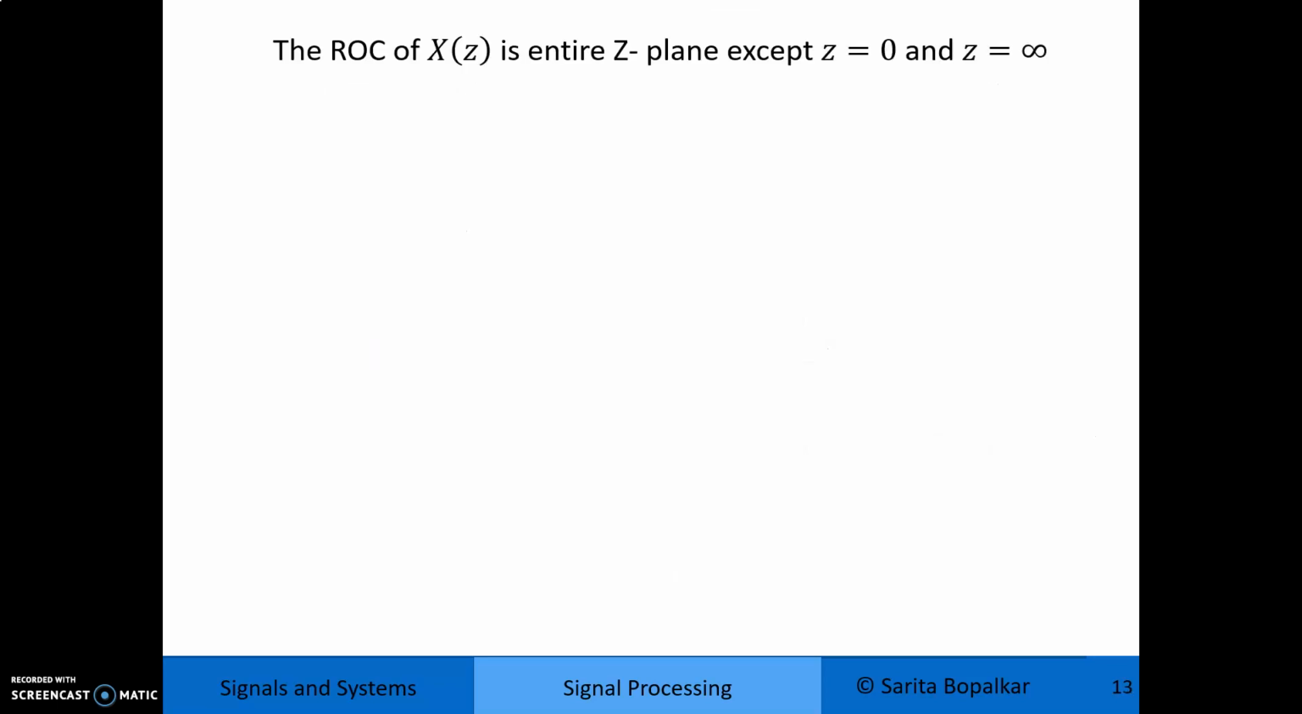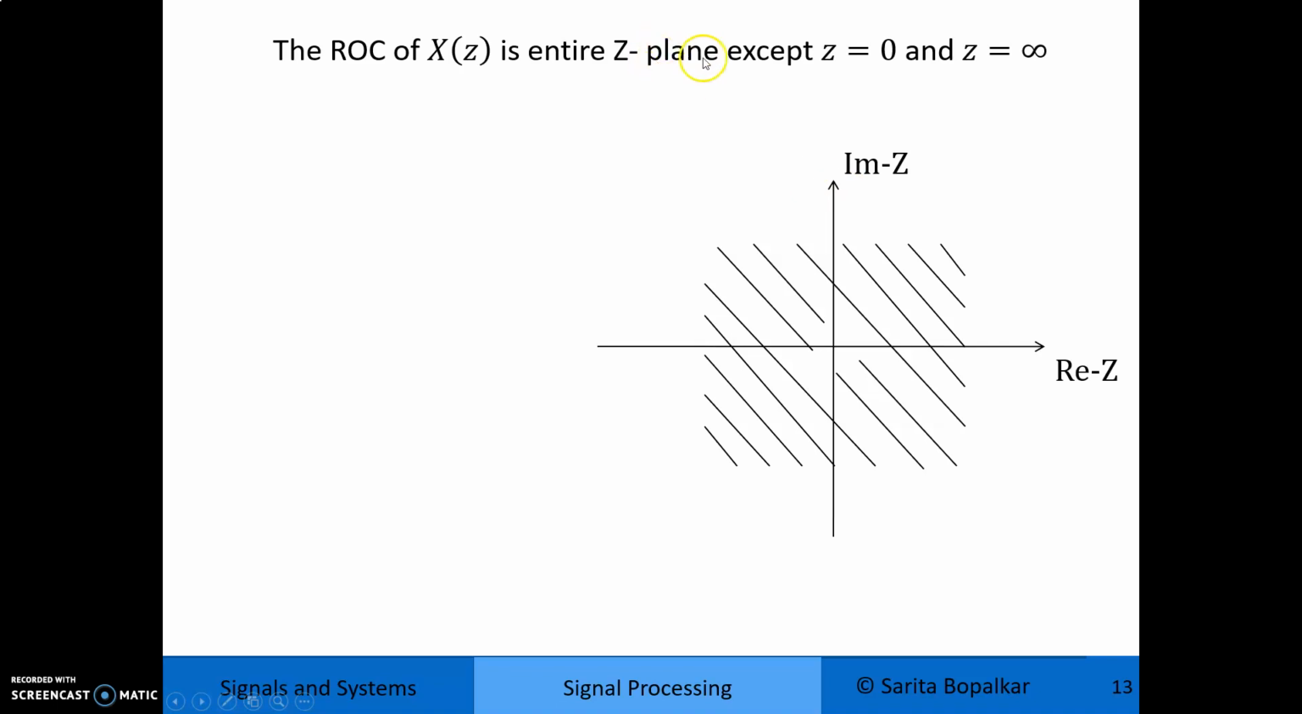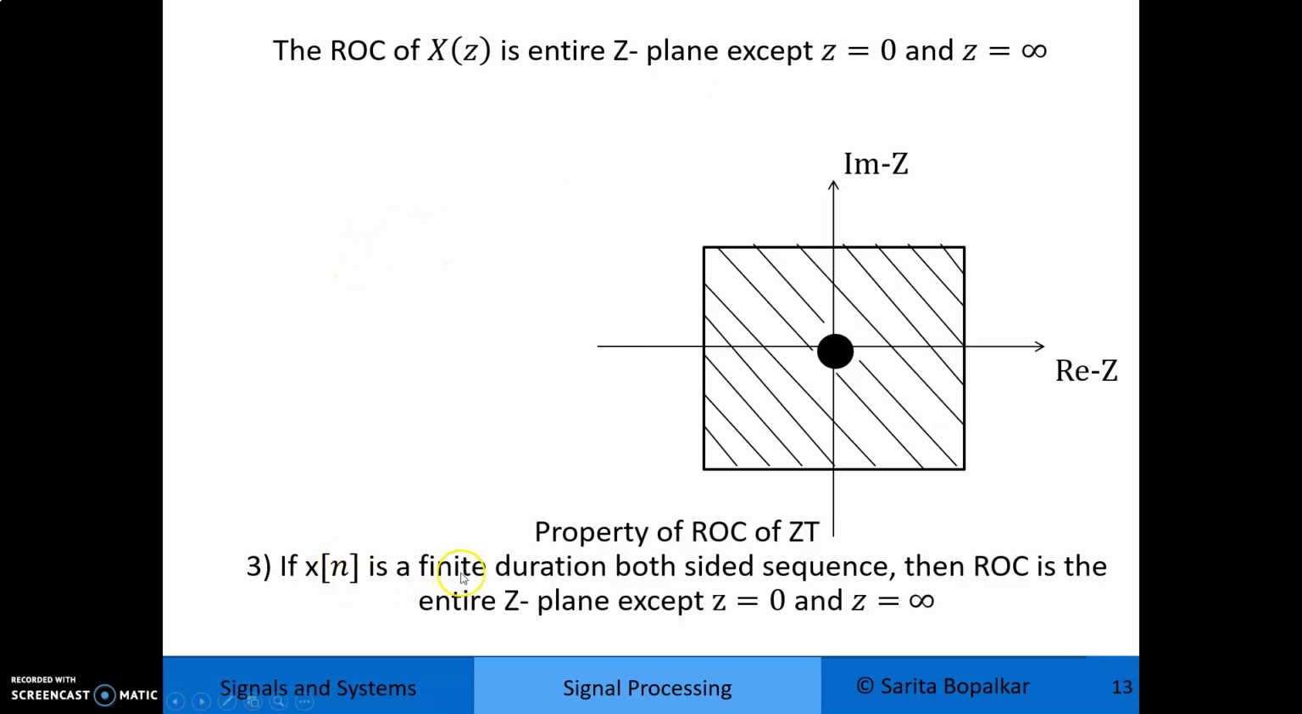finite. So ROC, let's draw it graphically. Z plane, real part, imaginary part, entire Z plane, except Z is equal to 0. How will we show? By a circle at the center, Z is equal to 0, and Z is equal to infinite. Let's put a bounding box around this entire Z plane to indicate Z is equal to infinite. Based on this, we'll define the third property of ROC. The property is: if x of n is finite duration, both sided, then ROC is the entire z plane except z is equal to 0 and z is equal to infinite.